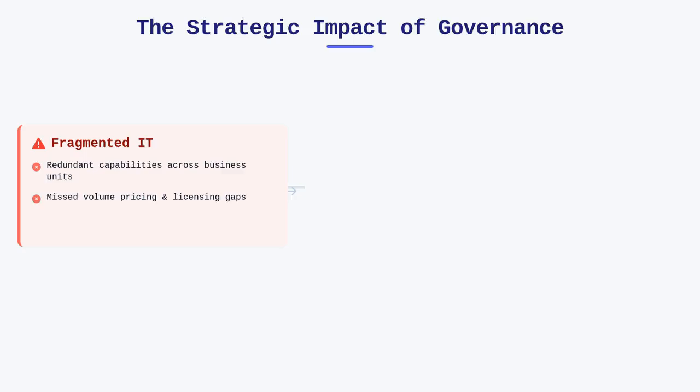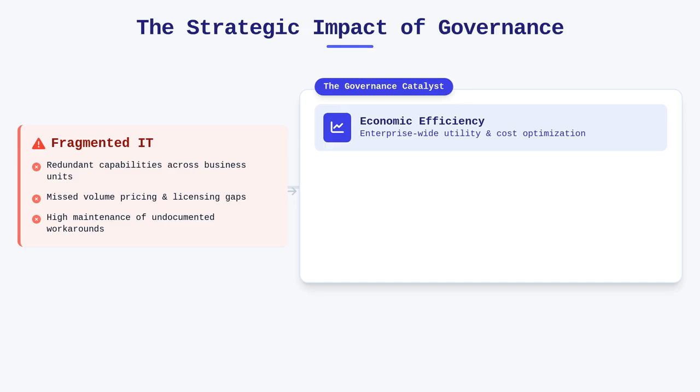Beyond risk, we must consider the significant impact that governance has on the economic efficiency of the enterprise. In many environments, fragmented IT processes lead to redundant capabilities, where different business units purchase the same cloud services or software licenses without ever coordinating for volume pricing or interoperability. Governance provides the oversight necessary for cost optimization by ensuring that infrastructure and application choices are evaluated for their utility across the entire enterprise. This doesn't mean stifling innovation. Rather, it means building a foundation where innovation can be scaled sustainably.